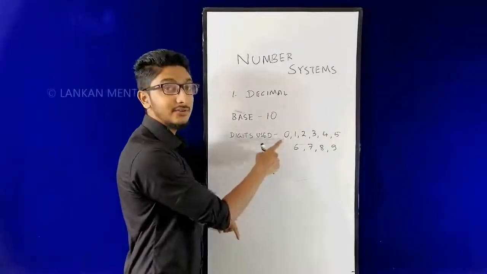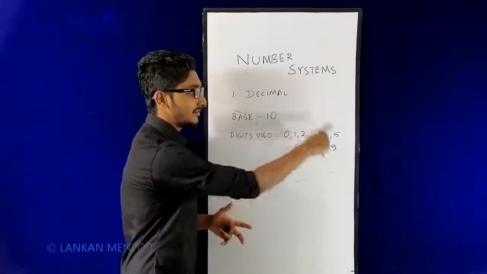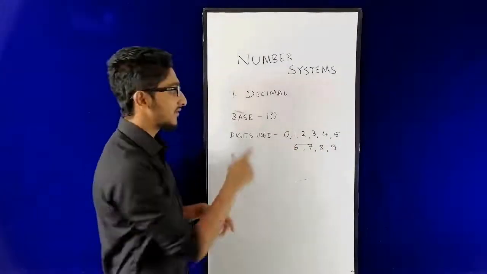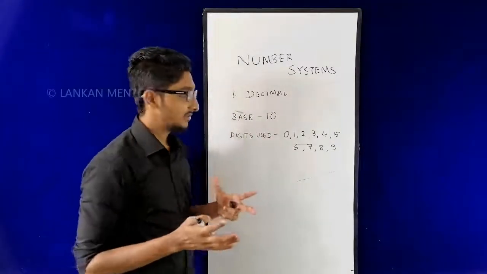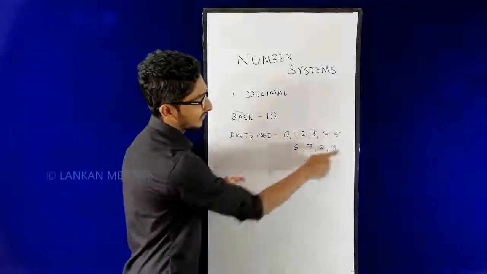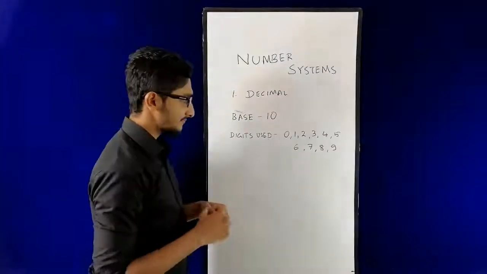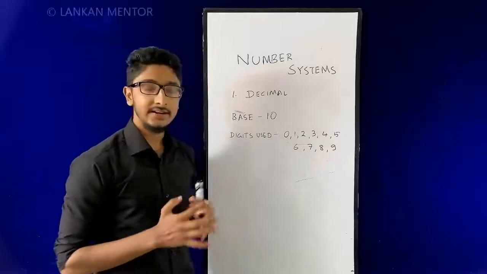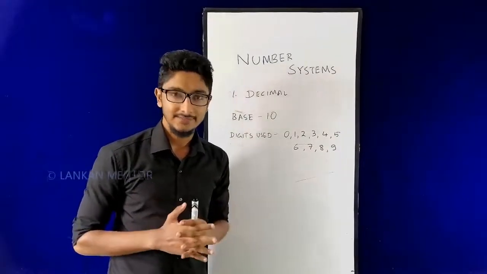Altogether, including 0, it is 10 numbers. You have 10 different values. That is why it is base 10. Now this base 10 can be explained to you practically.